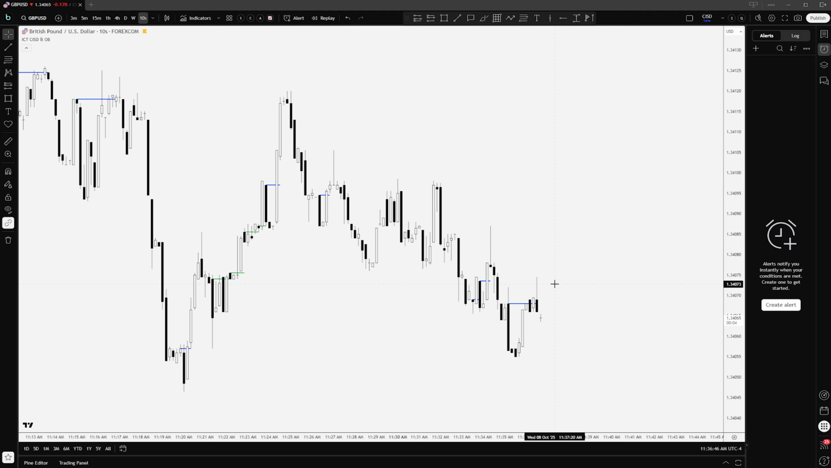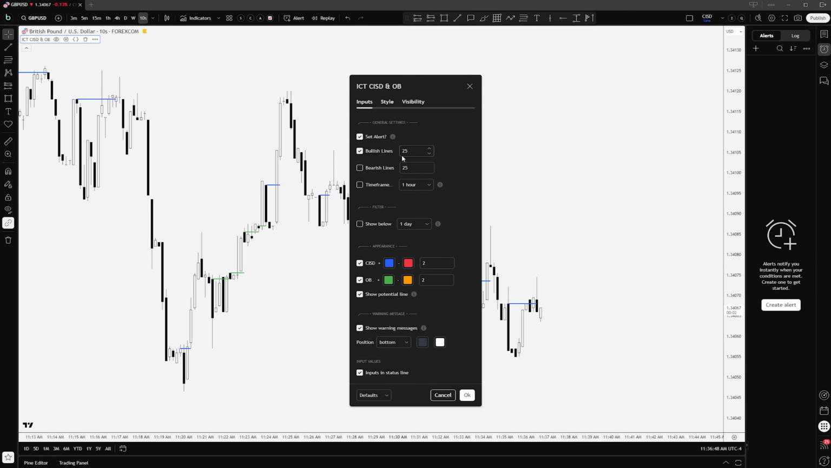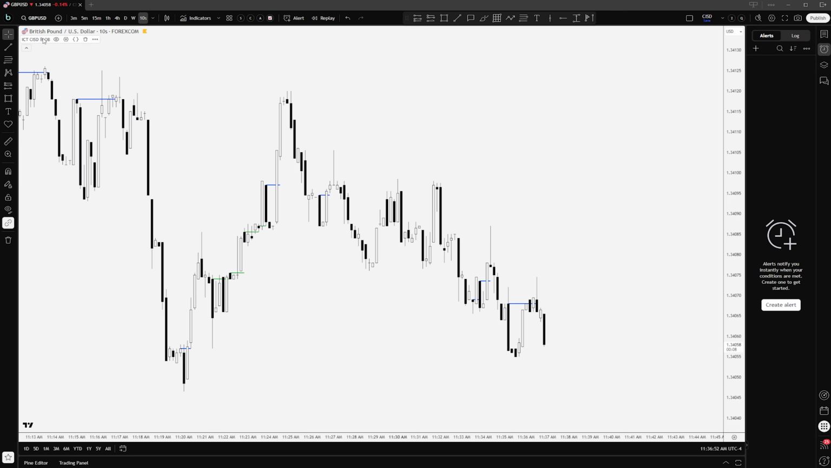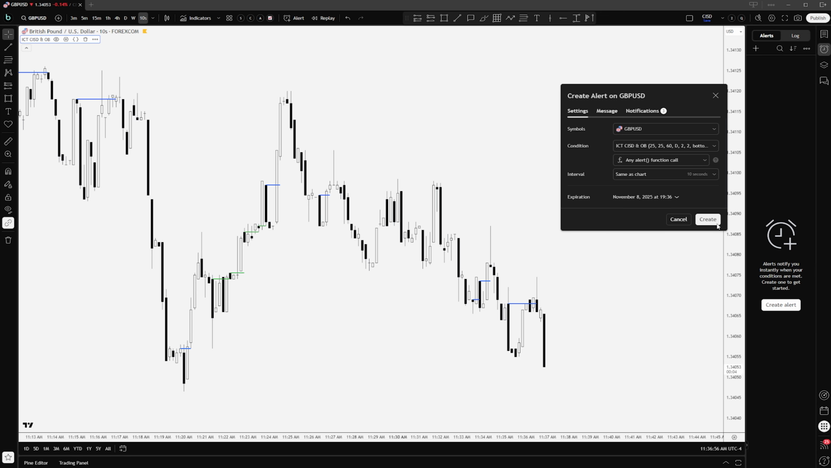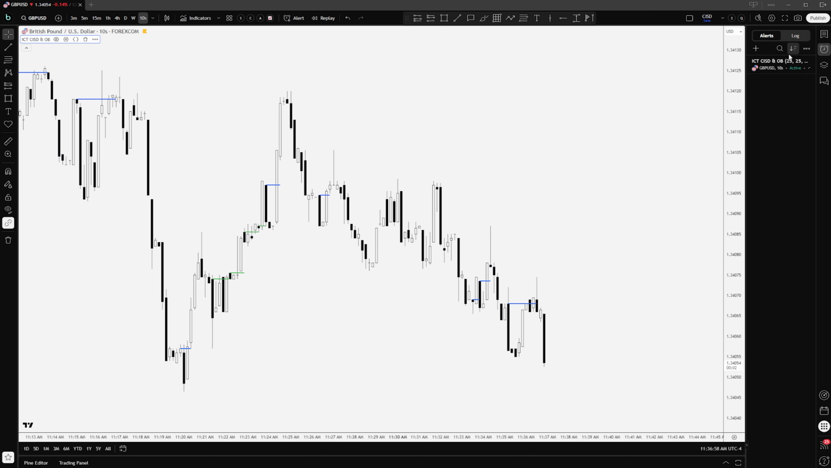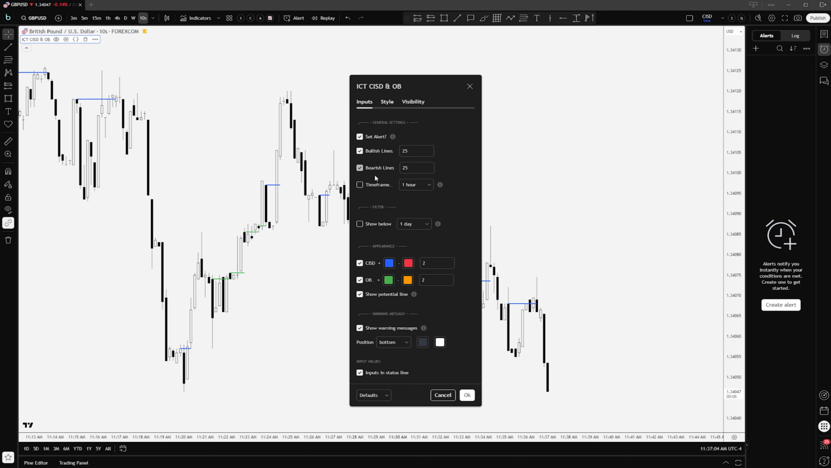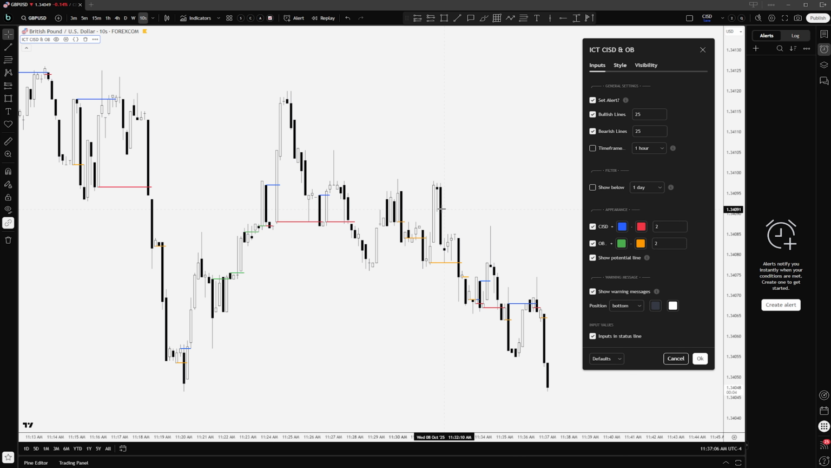As I was saying, in this case, if you're only interested in looking at bullish closures, you would remove that and then go and set your alert, and it will only notify you of any bullish closures. The same goes with bearish closures. Basically, whatever you're seeing on the chart, you're going to be notified by that.